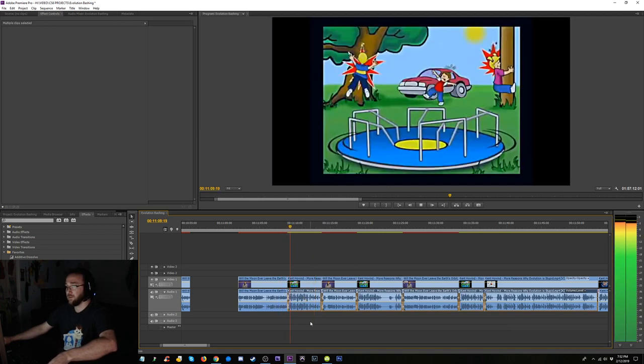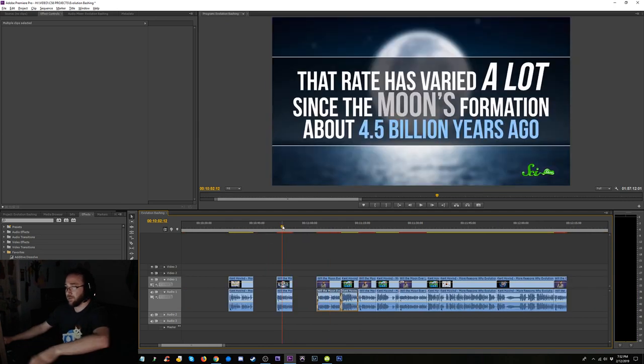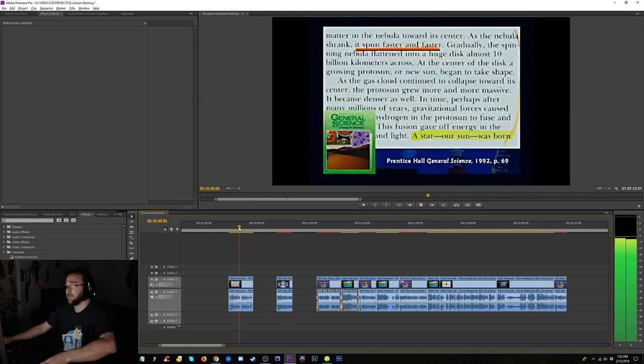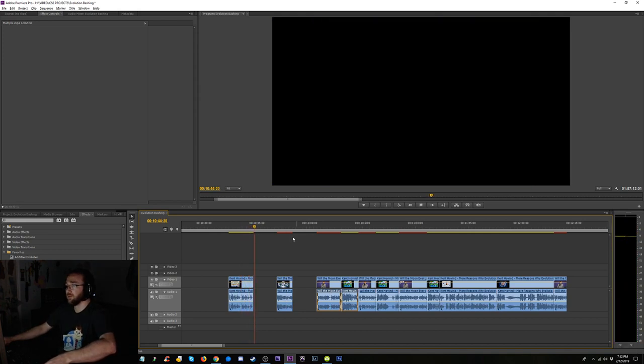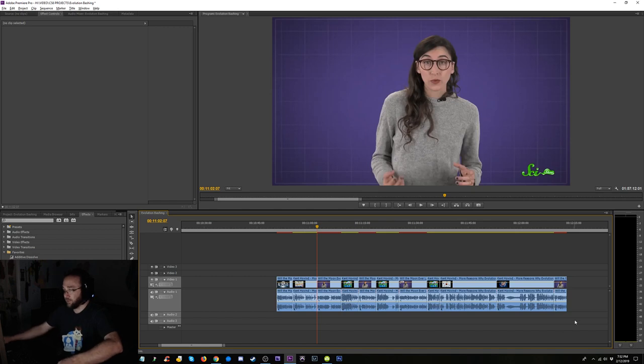Angular momentum. We almost have something. It's the moon's formation. We're missing this one part. Big bang. All right, so maybe that can go there, actually. Let's paste it and see how it flows.